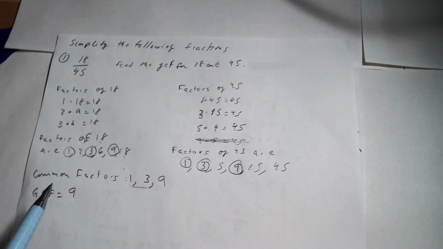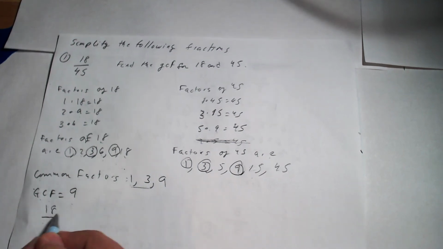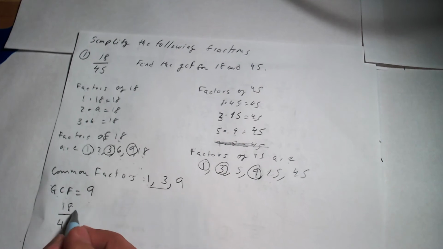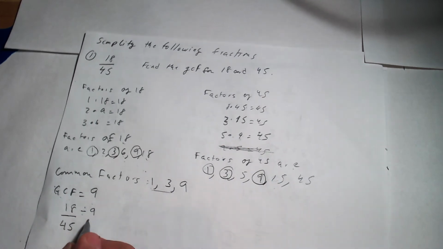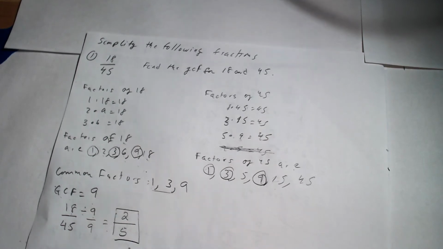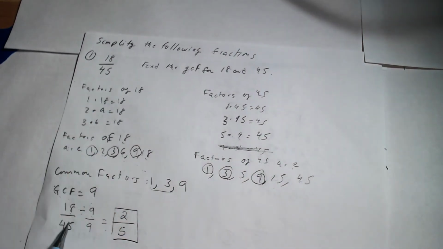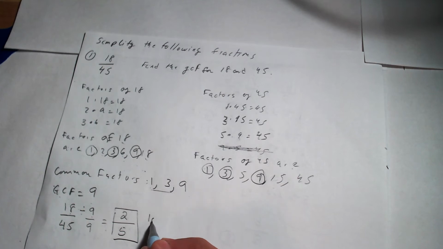So how do I do that? Well, what you need to do is the following. You need to divide 18 by 9. So what's 18 divided by 9? 2. What's 45 divided by 9? 5. So 18 over 45 reduces to what? 2 over 5. So this is in the lowest terms here.